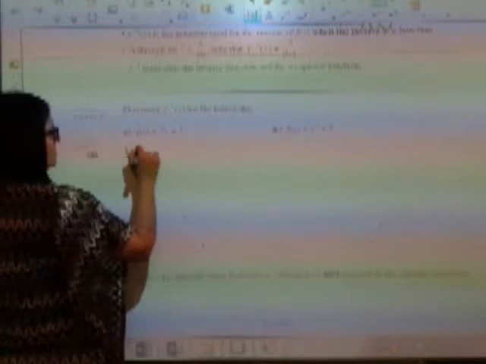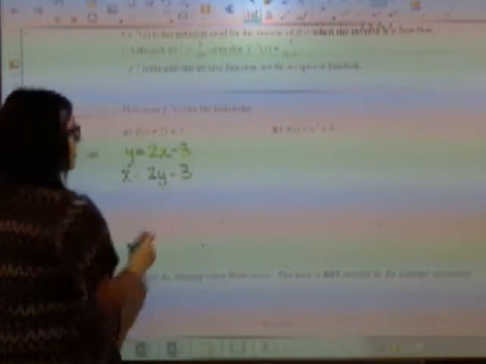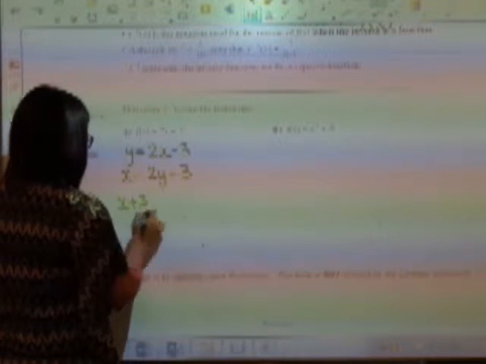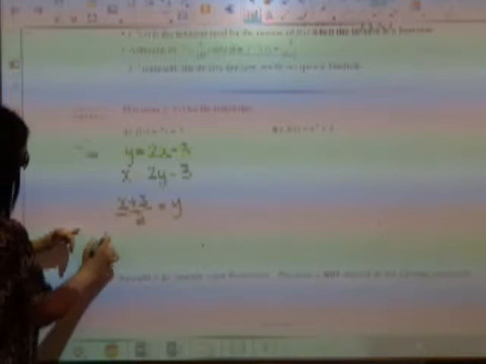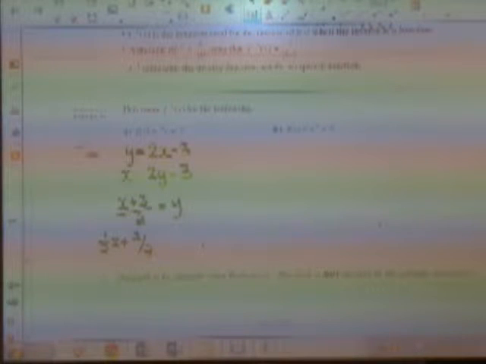So if we look at the class examples, it asks to determine the inverse of the following. So I have f of x equals 2x minus 3. Instead of writing this as f of x, we write it as y. Y equals 2x minus 3. And then we interchange the x and the y variables. So I get x equals 2y minus 3. I want to get y by itself, so I add 3 to each side, and then divide by 2. So if I split this apart, I get 1/2 x plus 3/2 if I divide both terms by 2.